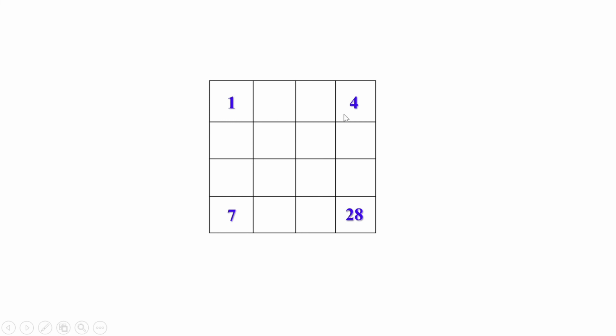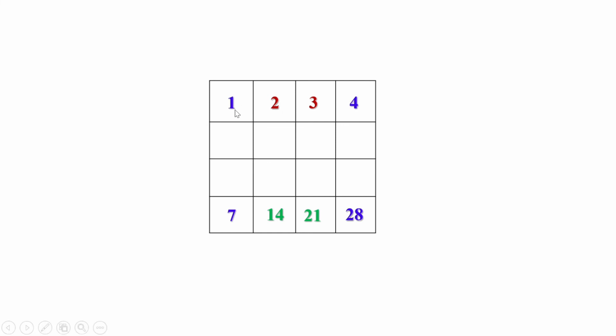So let me take this row. 1 is the first term, 4 is the fourth term. It is very easy. The terms are 2 and 3. 1, 2, 3, 4. These are the terms. Now let us take the last row. 7 is the first term, 28 is the fourth term. And we know fourth term minus first term is 3 times common difference. So 21 is 3 times common difference. So common difference is 21 by 3 or 7. So the second term is 7 plus 7, 14. Third term is 14 plus 7, 21. And you can check again, if you add 7 you will get 28.